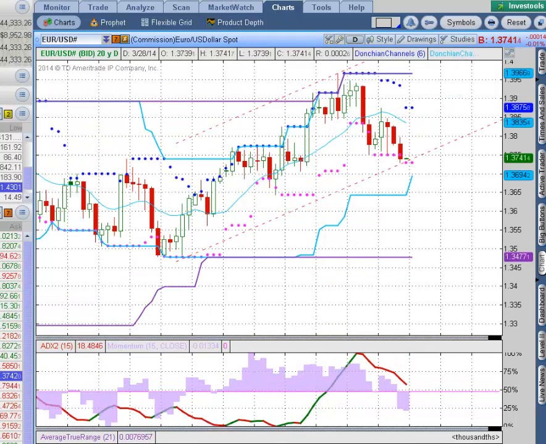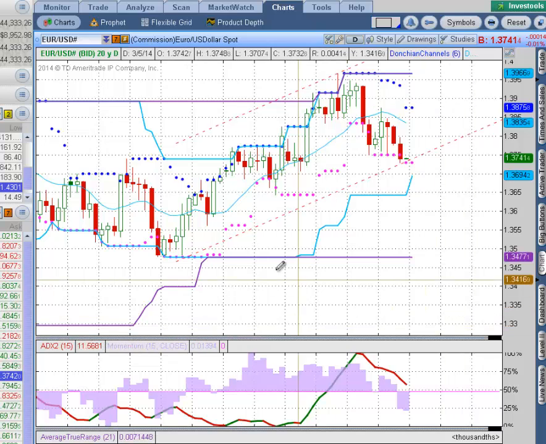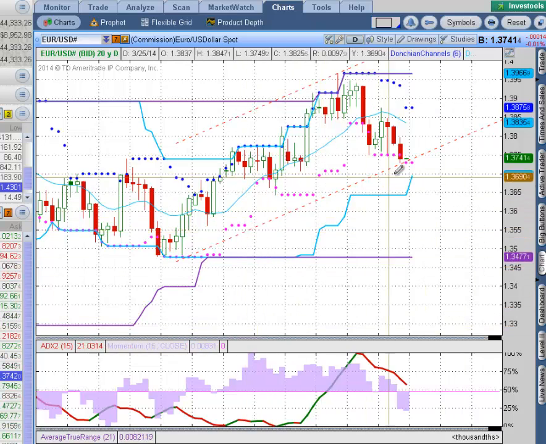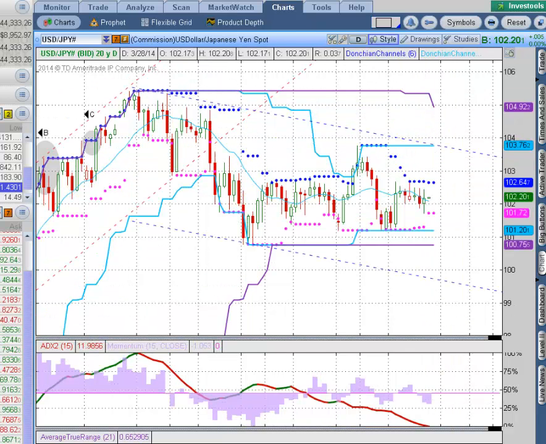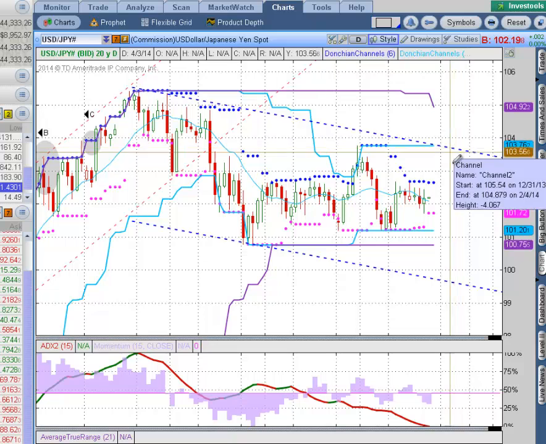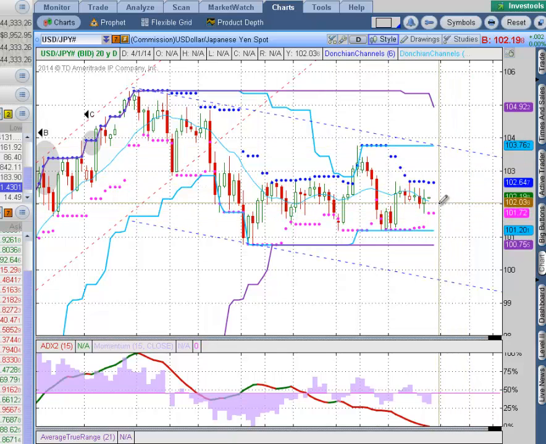Now let's look at a couple of the popular Forex pairs to trade. Here's the Euro US dollar. As you can see, it's in a short-term uptrend channel. This is the pound yen. Price continues to move in a sideways manner. And here's the US dollar yen. Price continues to move within this short-term downtrend channel, though most recently it's been moving sideways.